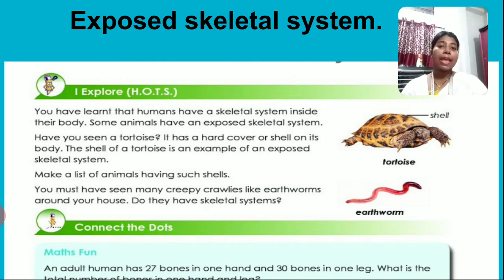Understood? Now, you have seen many creepy crawlies like earthworms around your house. Do they have a skeletal system? We have seen worms, yes or no? Earthworms, tapeworms, flatworms. They are the crawling animals. So what do you think? Do they have a skeletal system? Think.